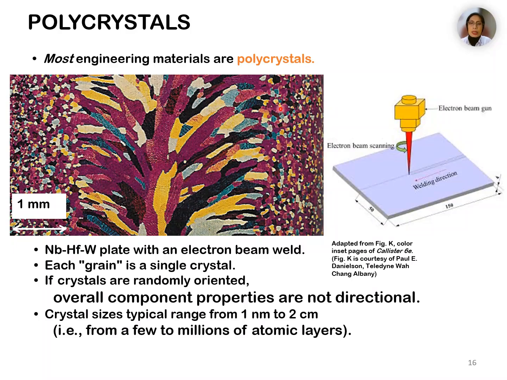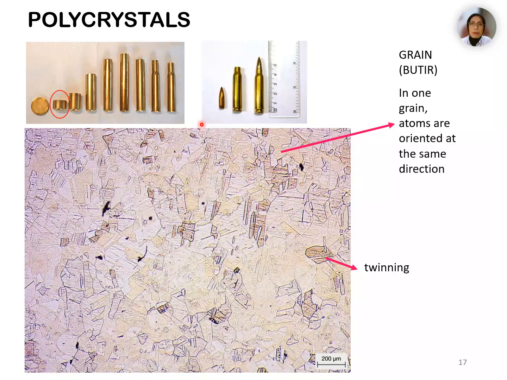So this is an example of a polycrystal. The next example of a polycrystal is the bullet case. This is a bullet case made from a brass cup, which is then extruded, becomes long, and becomes the bullet case. If we look at the microstructure, it is made of copper and has many grains. In each grain, or butir, the atoms are oriented in the same direction. So this is one crystal, and because there are many crystals, we call it polycrystal. There is some twinning as well in the material.